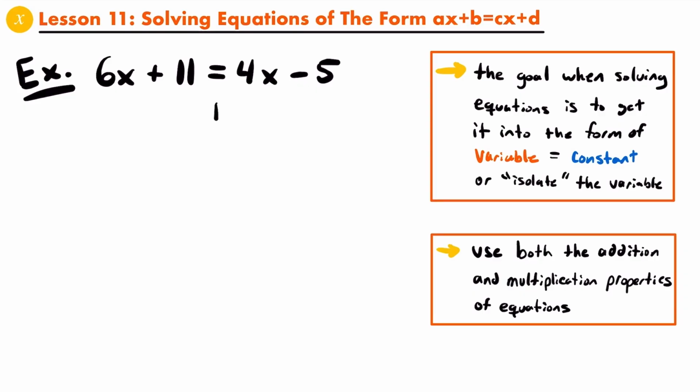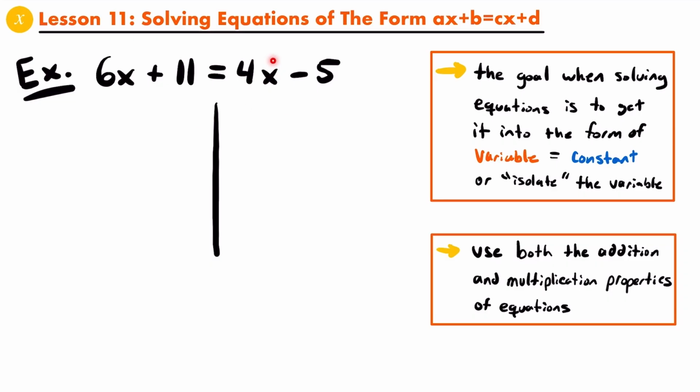To start, I like to draw a divider below the equal sign. That way I can clearly see the two sides of the equation, and I don't forget to do the same operation to both sides of the equation, because remember, whatever you do to one side, you have to do to the other side. That way you don't change the solution to the equation. But what we want to do is pick one of our variable terms and add the opposite of that variable term to both sides of the equation.